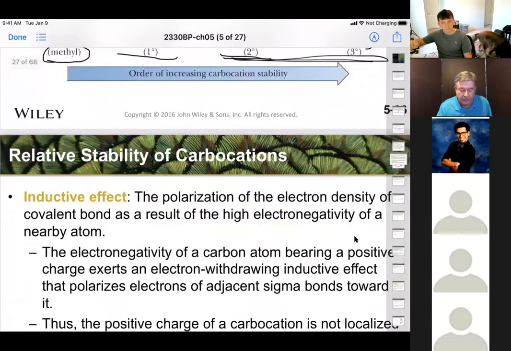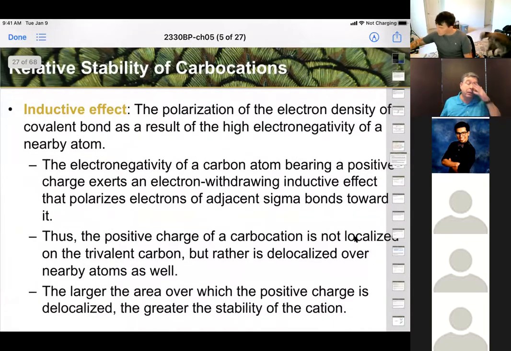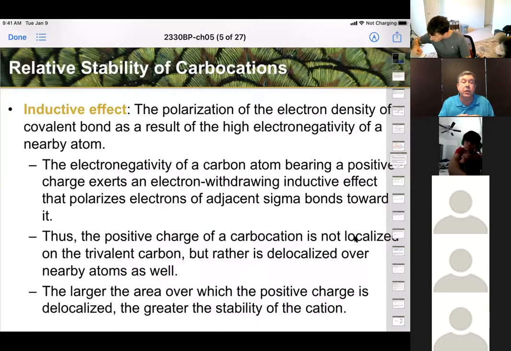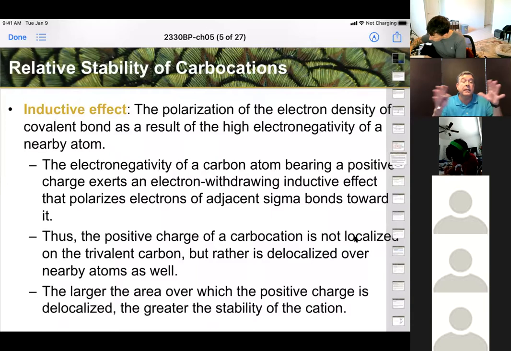Okay, so why are they stable? Well, it turns out once you have that carbon in the middle having a formal charge of +1, it is able to pull electron density in from the neighboring carbon atoms. And so this electron withdrawing effect helps pull those electrons through the sigma bonds to help stabilize that positive charge. Now, because that positive charge is not delocalized over there, it has to only pull in from those three donors, and that helps stabilize that charge. So the more things you have donating to it, the more stable it is.